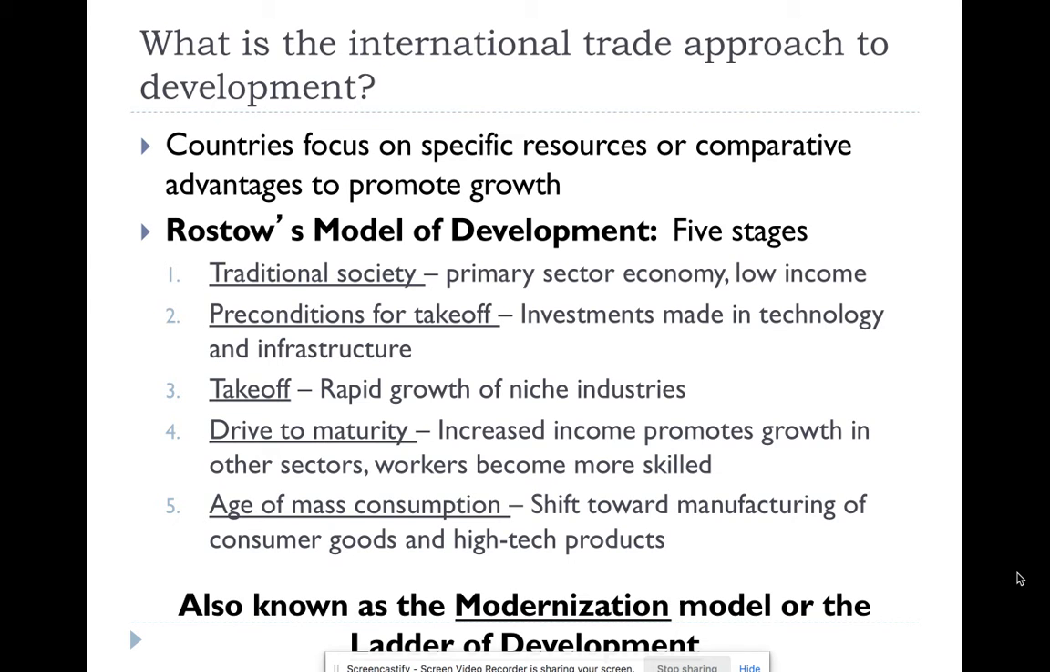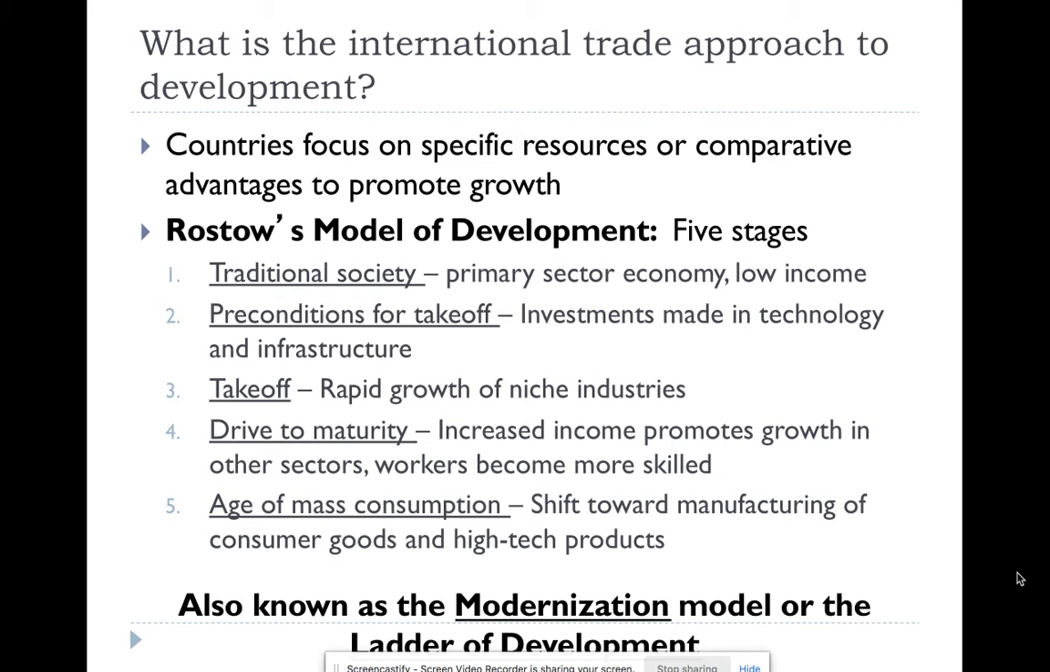You reach takeoff, which is now where you see this rapid growth of kind of niche industries. And so we're seeing more manufacturing, more industrialization. We get to level 4 here, and you see a drive to maturity. And that is where we have kind of increased income promoting growth in other sectors, not just in the industrial sector now. And workers start becoming more and more skilled.